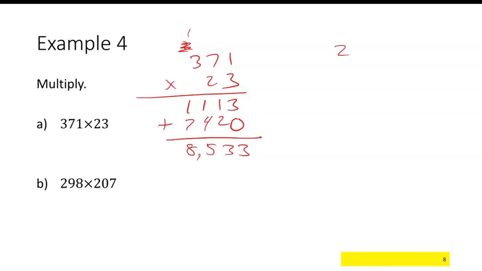If I go 298 times 207, I would start off with the 7. So 7 times 8 is 56. 7 times 9 is 63, plus 5 more is 68. And 7 times 2 is 14, plus 6 more is 20.